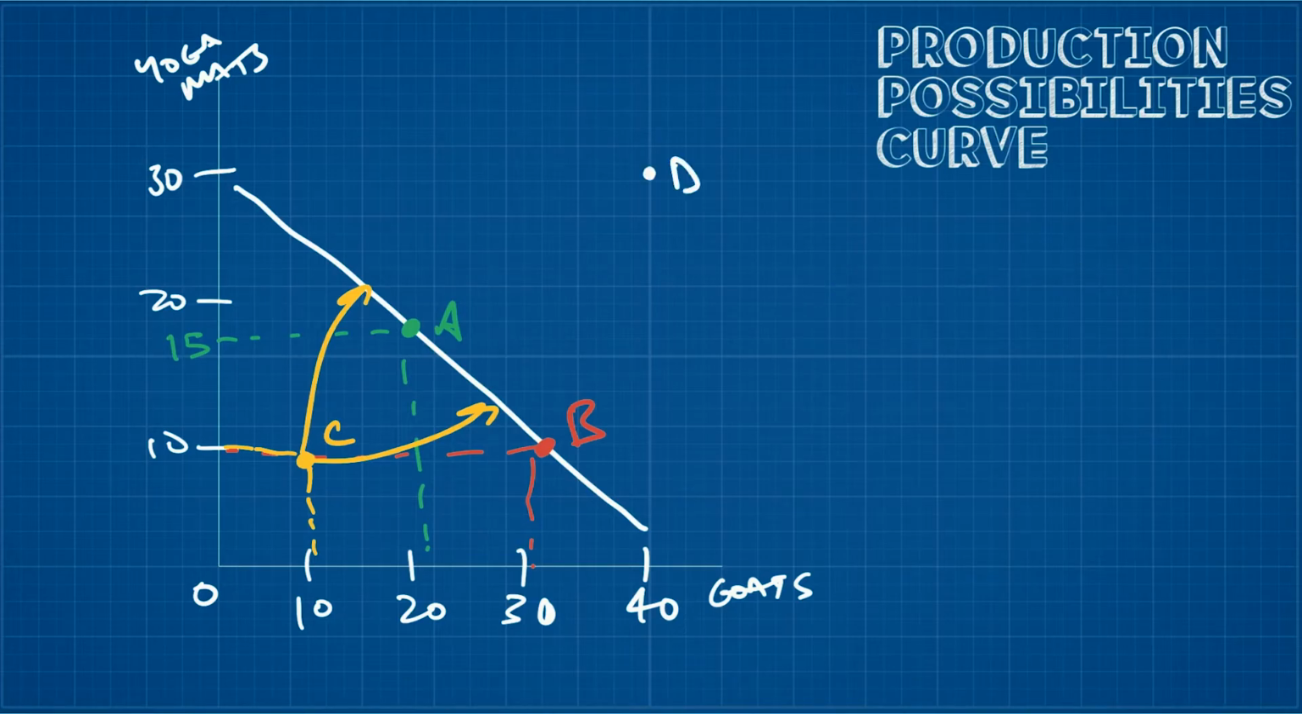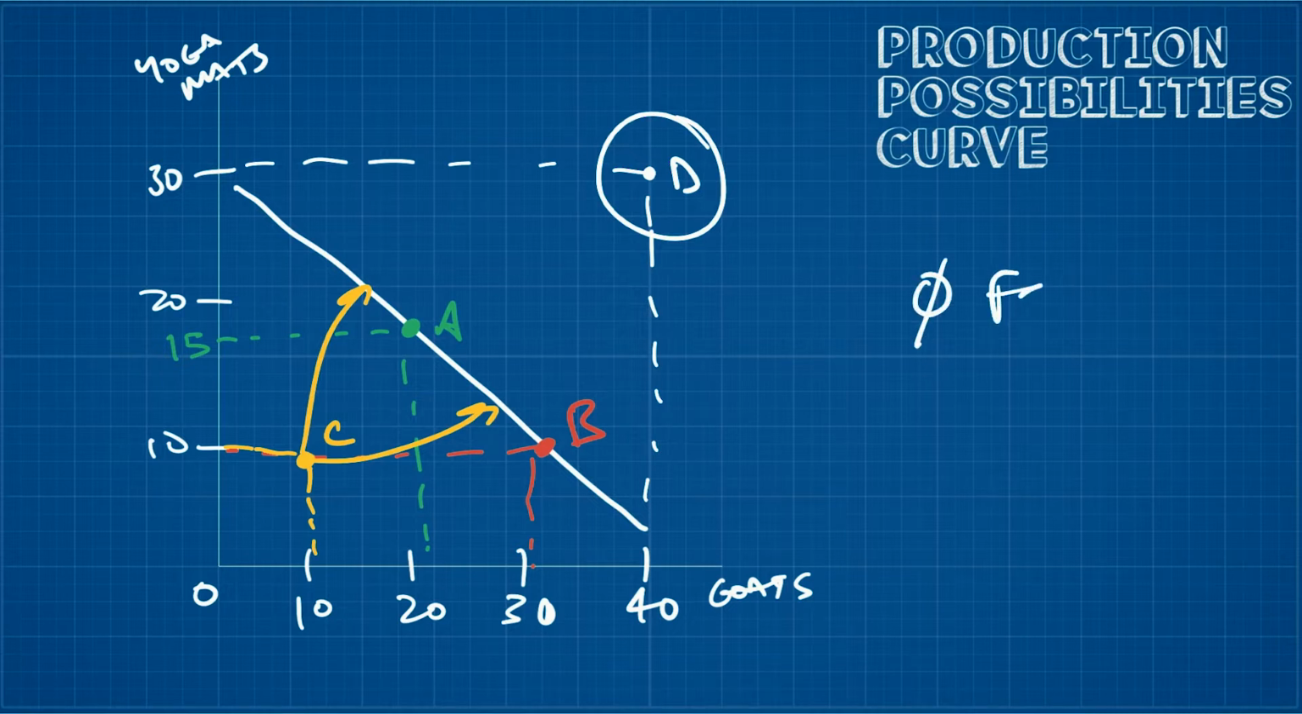Let's just say that I want 40 goats and 30 yoga mats. This is what we call the don't be stupid portion of the graph, or if you want a more technical term, we say that operating at point D is not feasible.